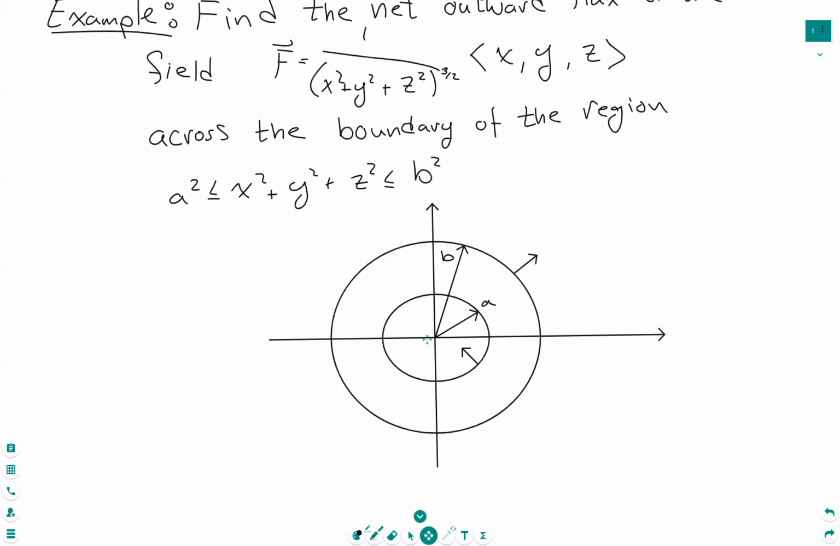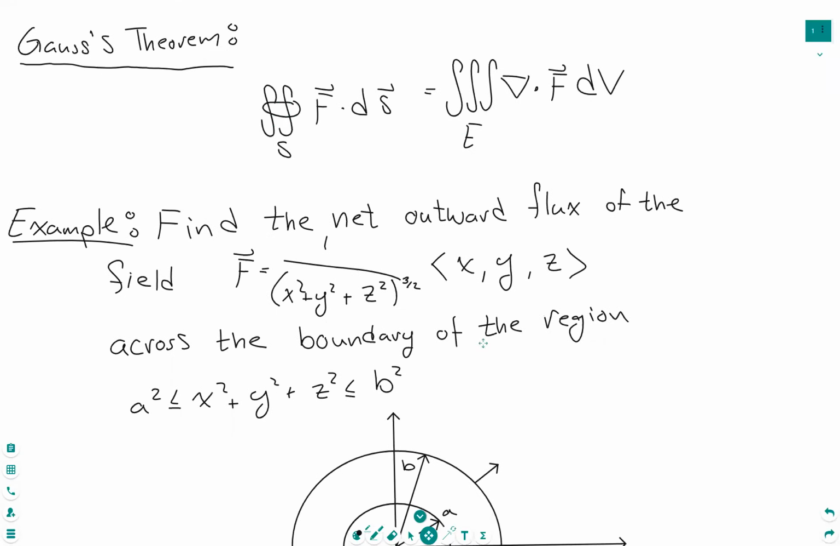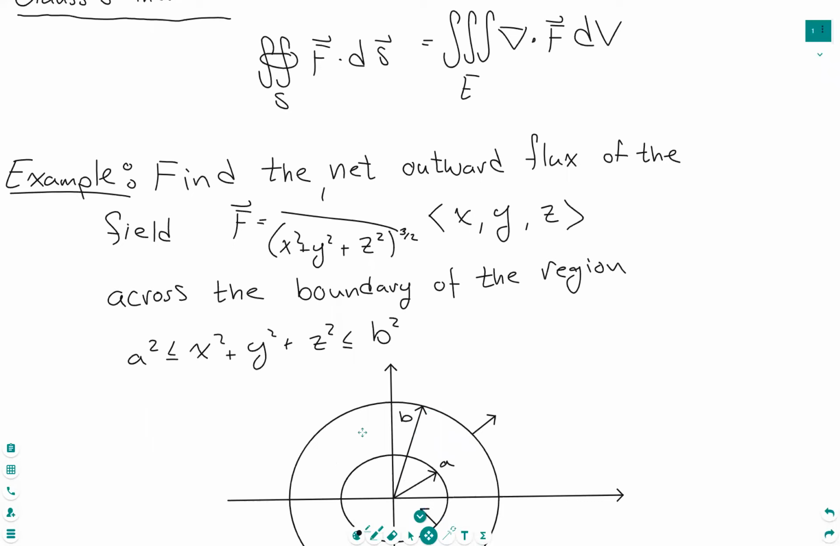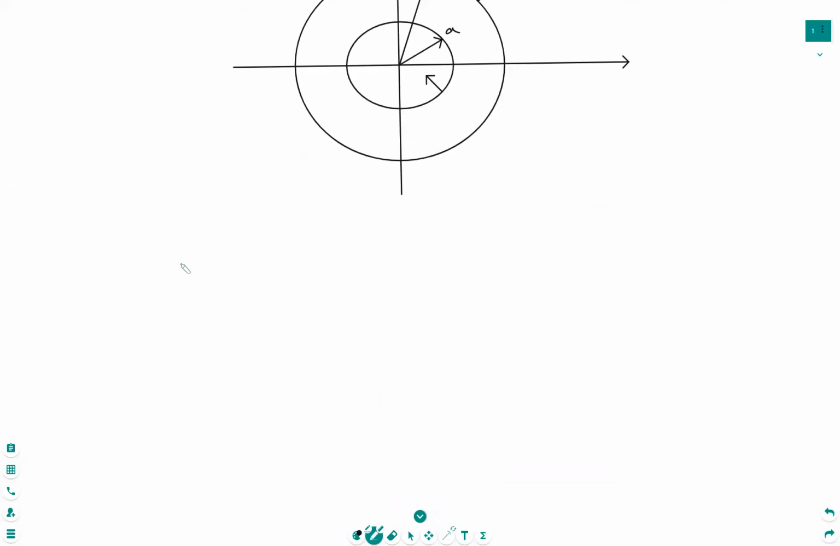But Gauss's theorem gives us an alternative. The volume in between these surfaces is something that we could use for Gauss's theorem. These are both closed surfaces, right? They enclose some volume. So what we could do is just look at the volume integral over this region and just look at the divergence of f. So let's go ahead and do that rather than do all these surface area integrals. The first thing we need to do is calculate the divergence of f.